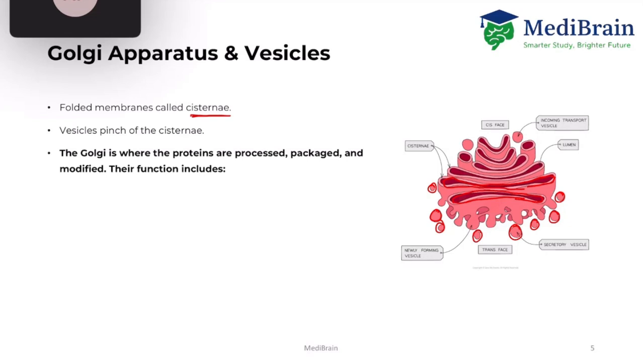I'll explain what vesicles do when we come on to the function. The Golgi is where the proteins are processed, packaged, and modified. Remember, we've looked at the rough endoplasmic reticulum, which has a lot of ribosomes on it, and ribosomes are there for protein synthesis. So that's where the proteins are produced. After the proteins have been produced, they're not ready to go straight away. They have to be processed and then packaged into their suitable structure in order to be transported around the body. And that's what the Golgi apparatus does.